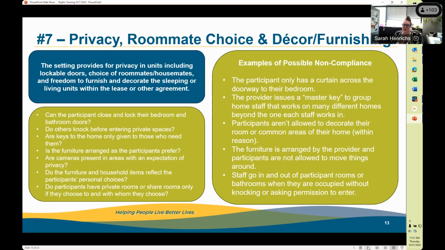If the furniture was arranged by the provider and participants aren't allowed to move things around, or staff go in and out of participant rooms or bathrooms when they're occupied without knocking or asking permission to enter, they're all examples that might be a violation of this piece of the final settings rule. Any questions about this piece?